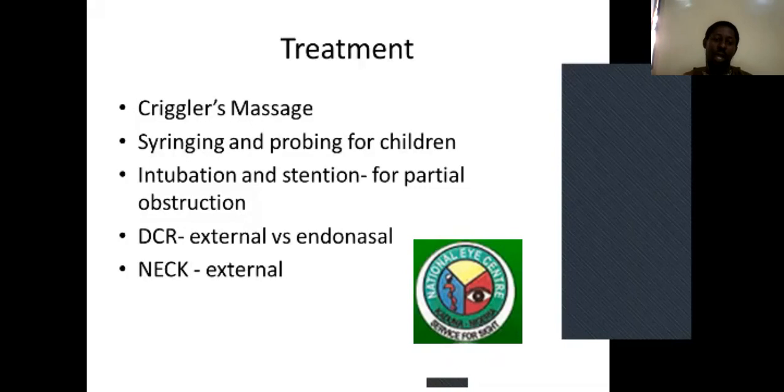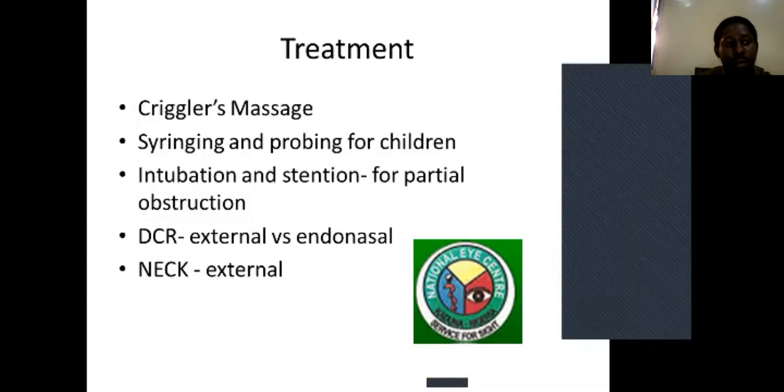Most people use a silicone tube, but some people have also used a Foley's catheter; that small Foley's catheter has also been used for such a procedure. Now, the definitive treatment for nasolacrimal obstruction is a dacryocystorhinostomy. And then there is an external and an endonasal approach.